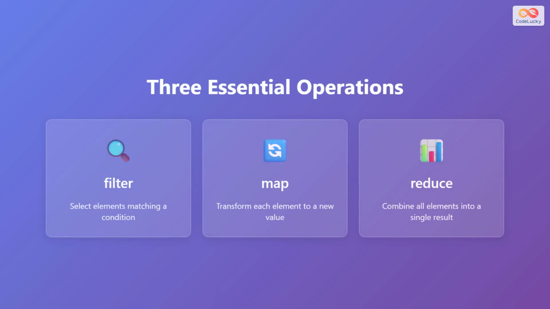Let's start by understanding what each operation does. The filter operation helps you select elements that match a specific condition. The map operation transforms each element into a new value, and the reduce operation combines all elements into a single result. Together, these three operations form the foundation of functional programming with collections.